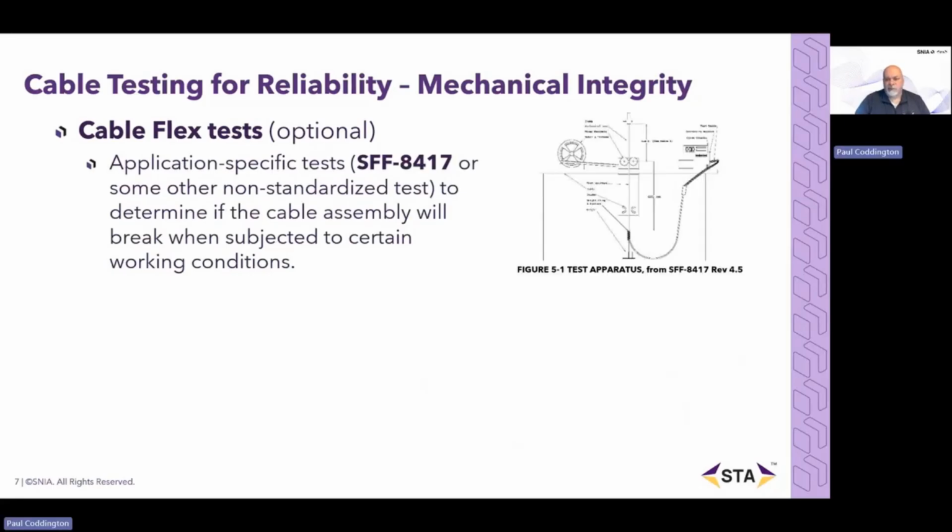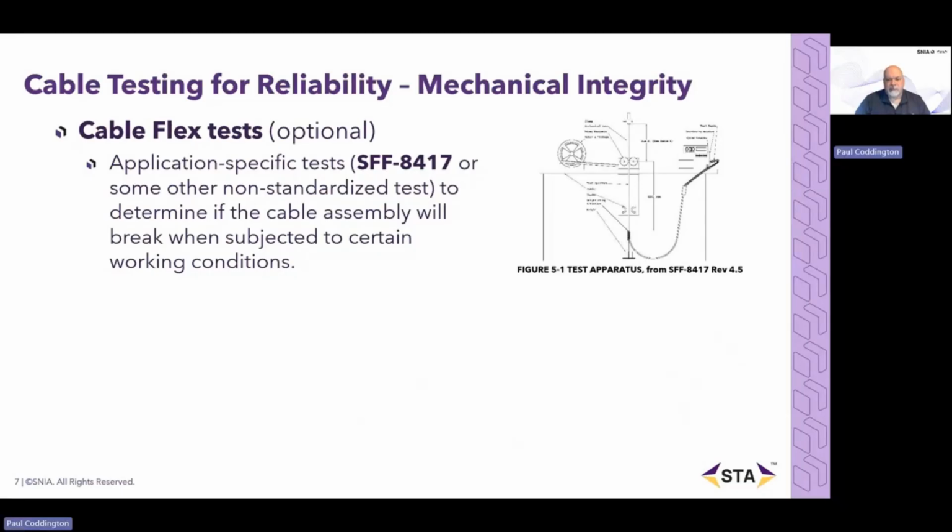Moving on with some further mechanical integrity tests, you have a variety of cable flex tests that can be done. These tests, if required, are usually application specific and maybe customer specific too. A lot of times the flex tests are optional and are not needed for a cable that is intended to be plugged in once and hardly ever moved again, which can happen in a lot of instances in data centers.